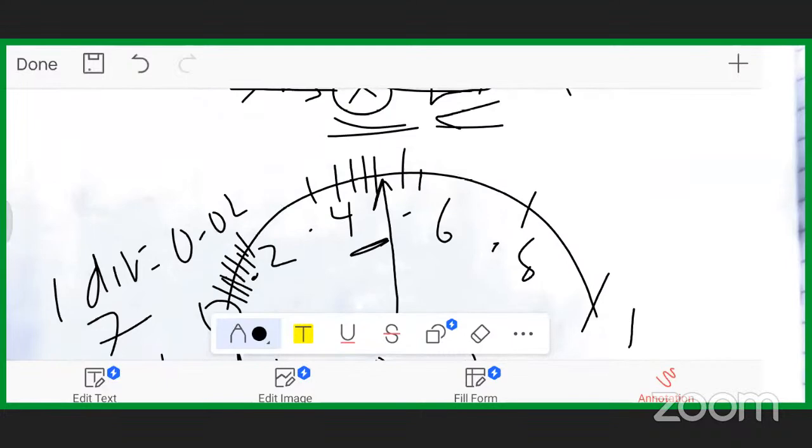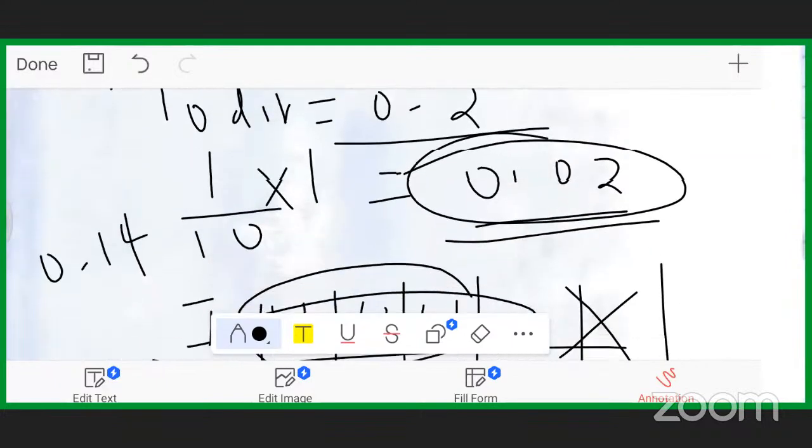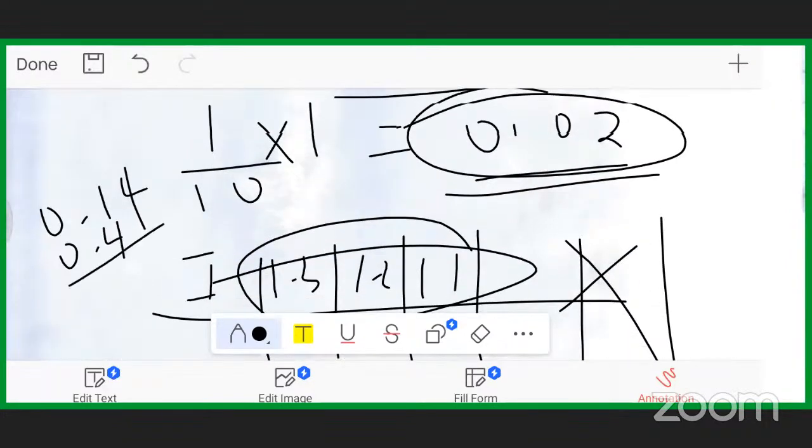You had taken it from 0.4. So you add that to 0.4 and you get 0.54. That's the correct reading you're supposed to enter or record in your table.